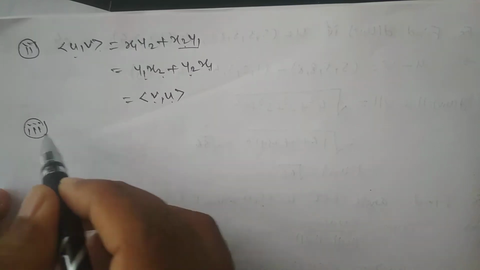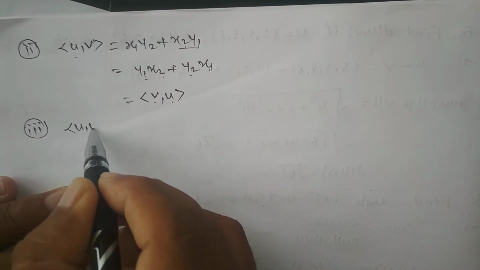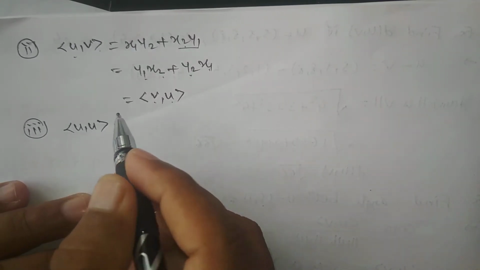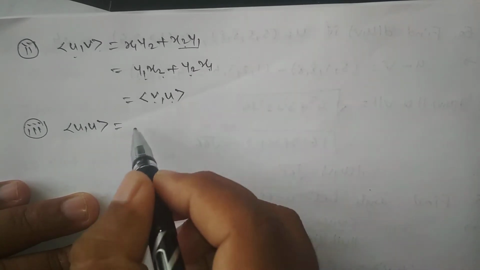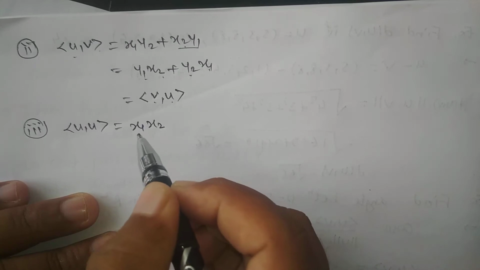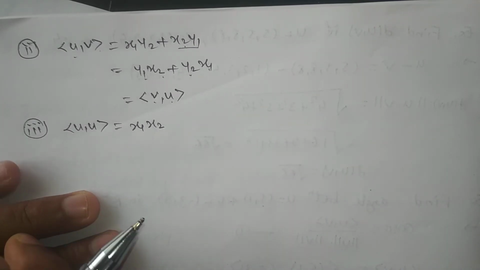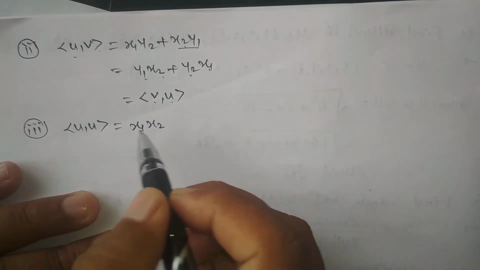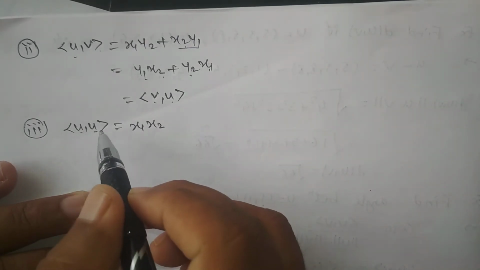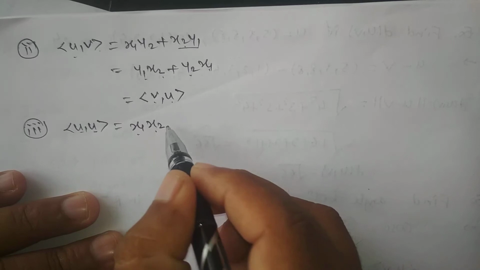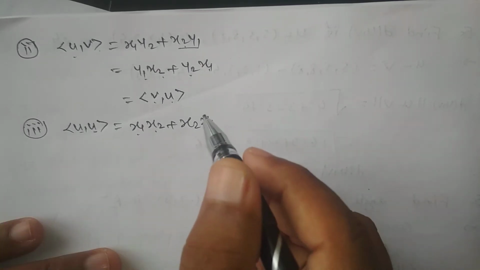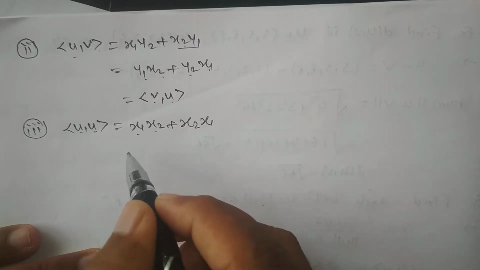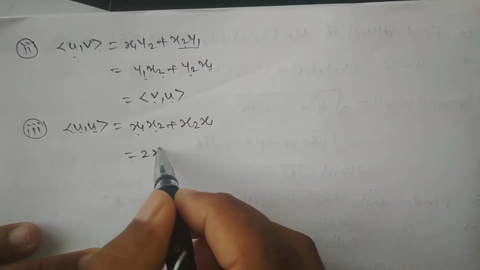Third property: the inner product of u comma u. According to the definition, it is the first term of the first vector into the second term of the second vector. The second vector is also u, and the first vector is also u. So it is x1 into x2 plus x2 into x1. That means replace y1 y2 by x1 x2. So you will get 2 times x1 x2.